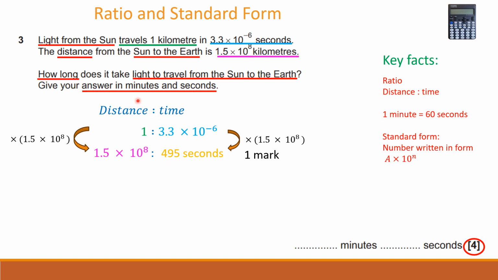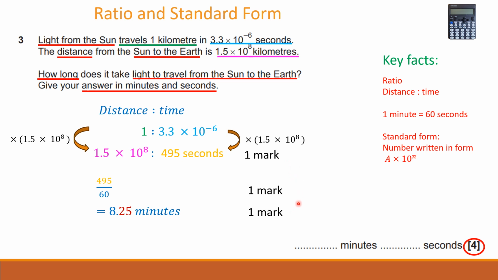Now our answer has got to be in minutes and seconds. So we know over here 1 minute is equal to 60 seconds. So I'm going to work out how many minutes this 495 seconds is. I've got to divide this 495 by 60. This will give you your second mark. And that will give you 8.25 minutes, which is your third mark.